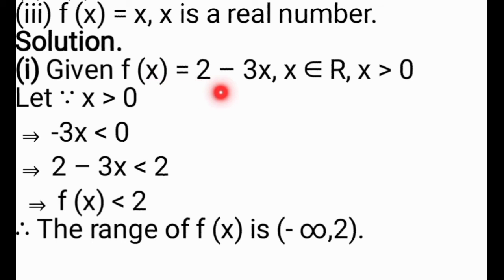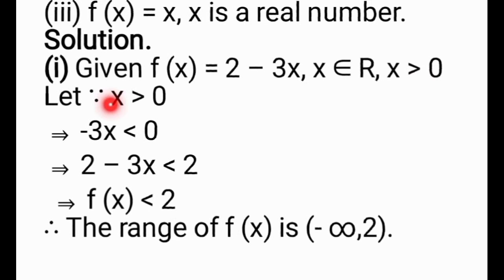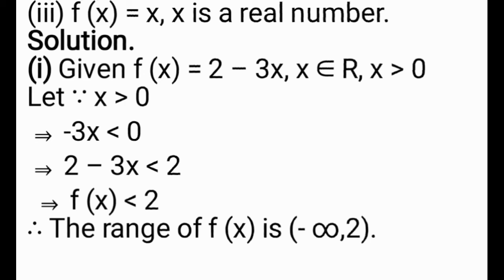Given f of x equal to 2 minus 3x, x belongs to R, that is, x is a real number and x greater than 0. X greater than 0 means positive: 1, 2, 3 up to infinity. Using this condition, minus 3x is less than 0. If you substitute x equal to 1, we get a negative answer. X equal to 2, again negative. So the less than 0 condition is satisfied.